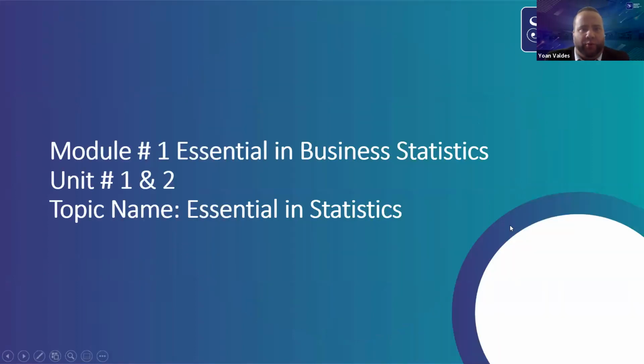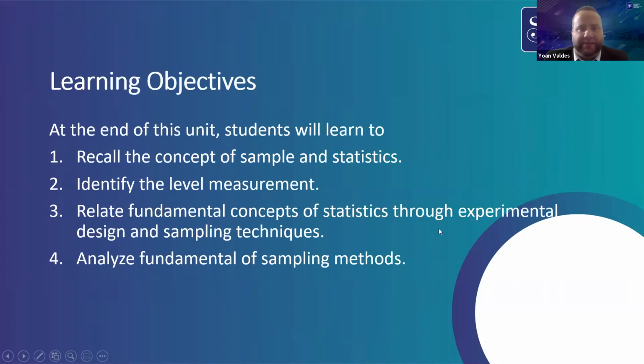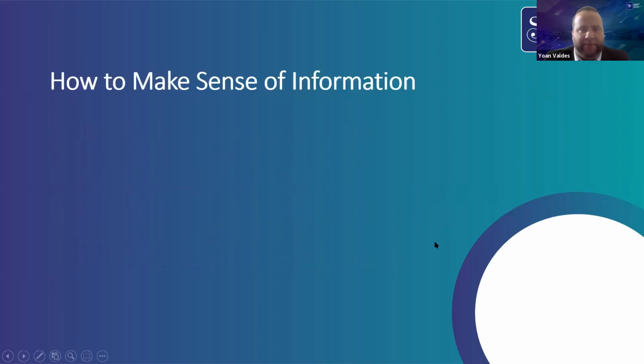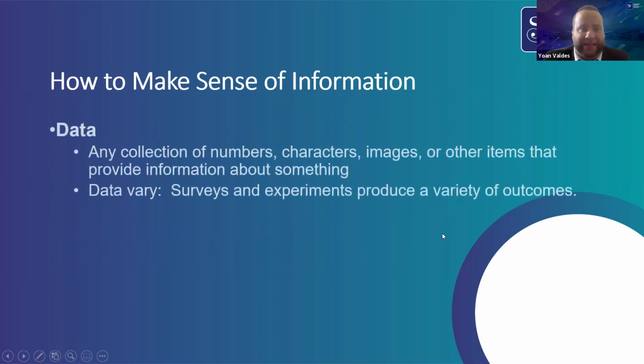This is Module 1, Essentials in Business Statistics, Units 1 and 2, topic Essentials in Statistics. The learning objectives at the end of this unit: a student will learn to recall concepts of samples and statistics, identify the level of measuring, relay fundamental concepts of statistics through experimental design and sampling techniques, and analyze fundamentals of sampling methods. How to make sense of information, data.